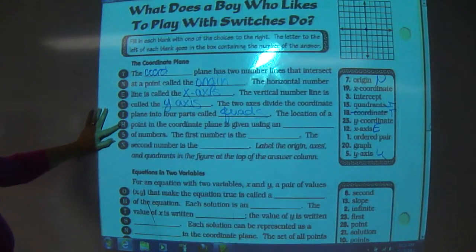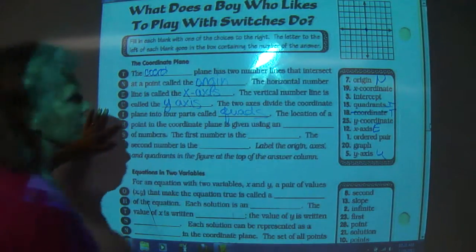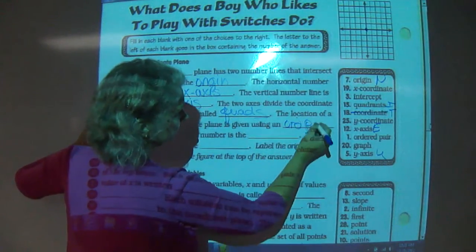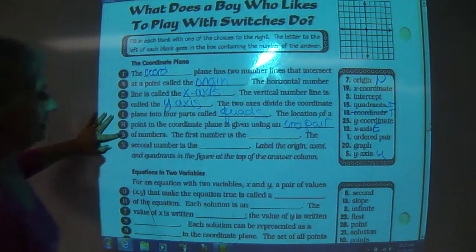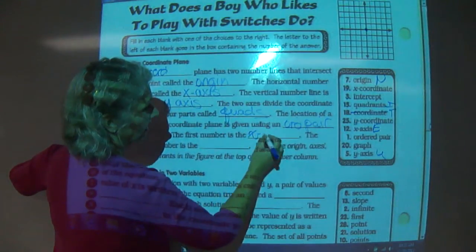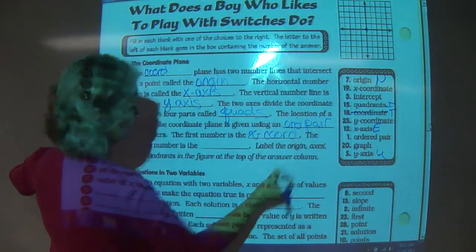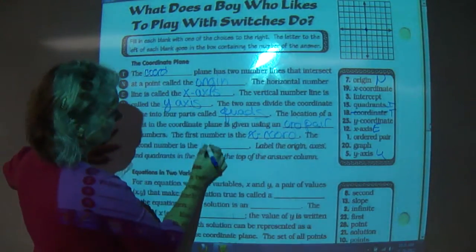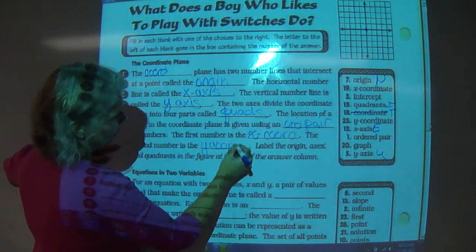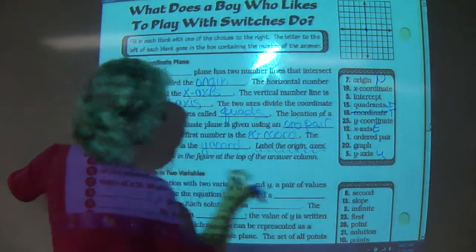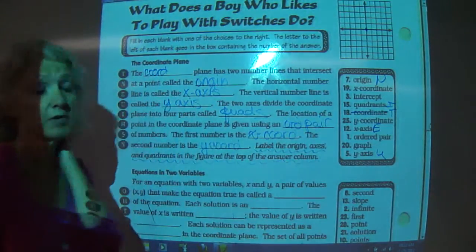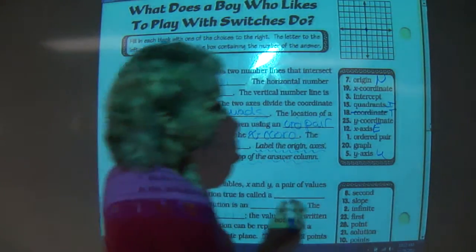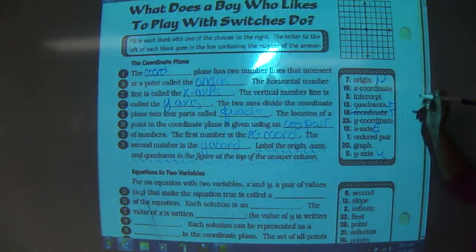The location of a point in the coordinate plane is given using an ordered pair. The first number is the x-coordinate. The second number is the y-coordinate. You have to do this by yourself. Label the origin, axes, and quadrants in the figure at the top of the answer column. Quadrants are labeled in Roman numerals.